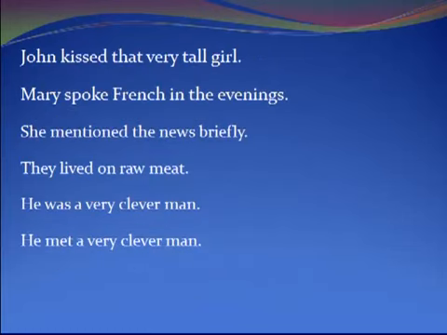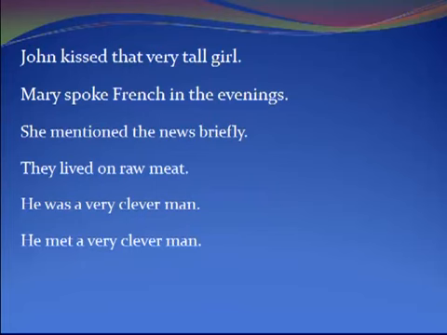Okay, so let's have a look at some examples. John kissed that very tall girl. Okay, what's the verb? The verb is kissed. Next to it you get that, and then that very tall girl. So that here is a determiner, as in he kissed the very tall girl. So it's the start of a noun phrase.